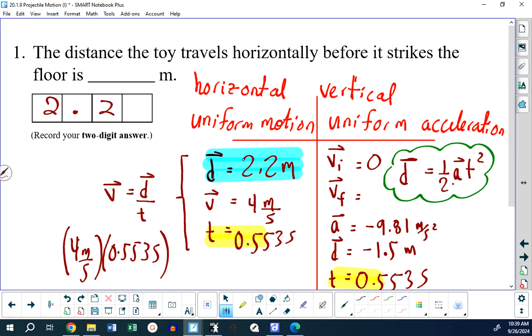In physics, when we say digit, we don't mean significant digits. We don't mean decimals, we mean digits. 2, 2, that's 2 digits. So 2.2. See if you can answer number 2 now.